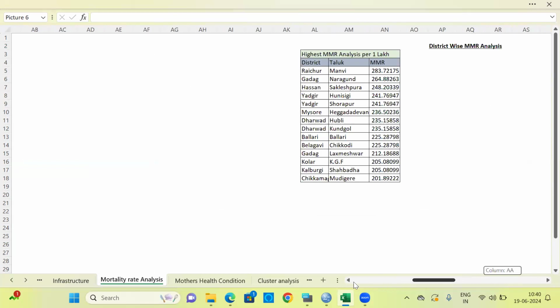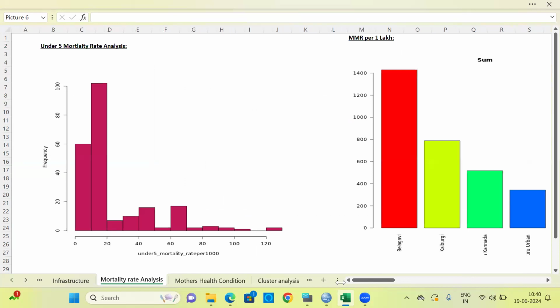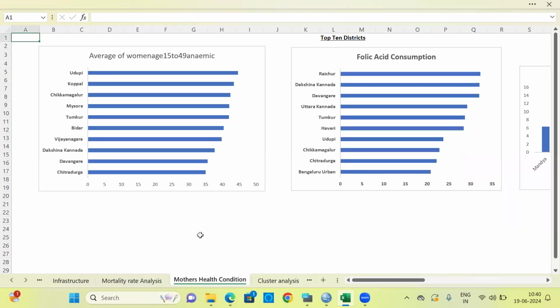So in this sheet, what we have seen is mortality rate analysis at an overall level as well as broken down by different districts. Let's now proceed to look at mother's health condition. There are different variables that I've taken here. I've taken the average of women's age between 15 to 14 who are suffering from anemia.